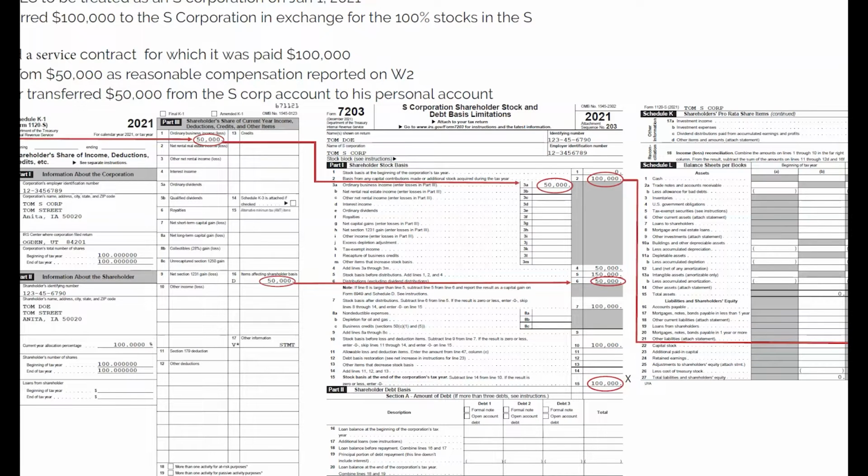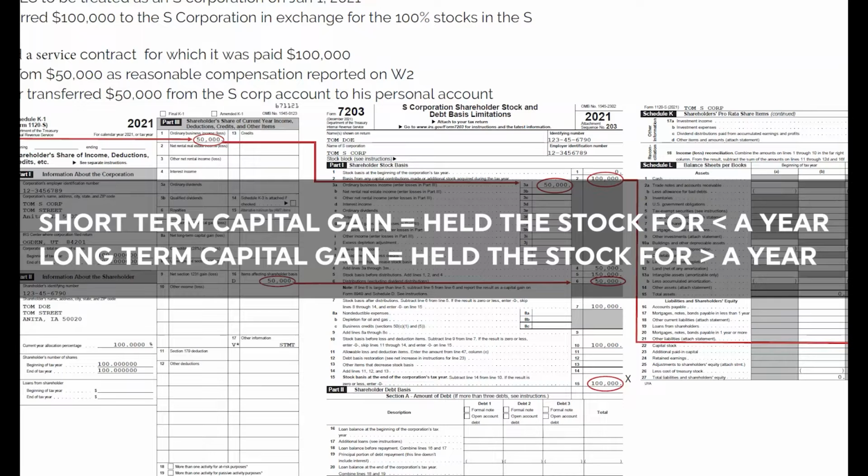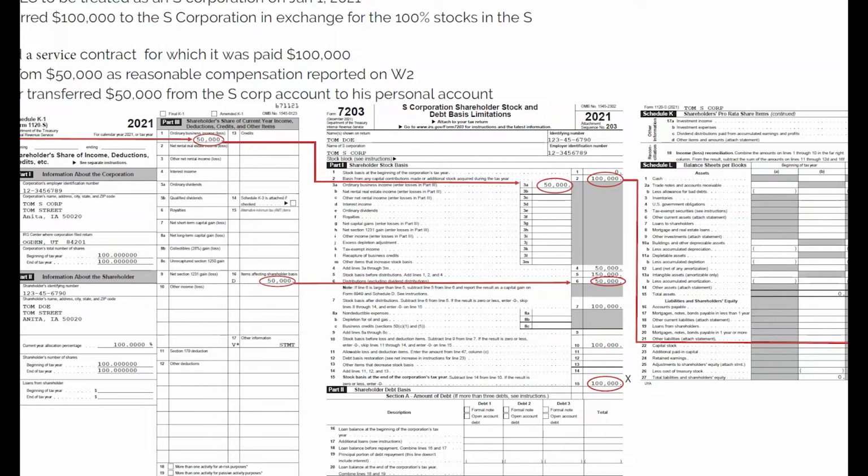And if you happen to be taxed on it, it will be taxed as capital gains. Okay, so if you've held the stock for less than a year, then it becomes short-term capital gain. If it's more than a year, then it becomes a long-term capital gain. So in this fact pattern, Tom has taken out 50,000 as a distribution from his S corp. So the question is, is he going to be taxed on that distribution? Here's where the basis is very important.